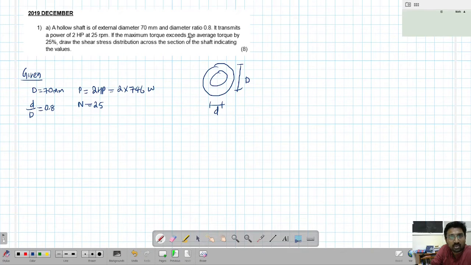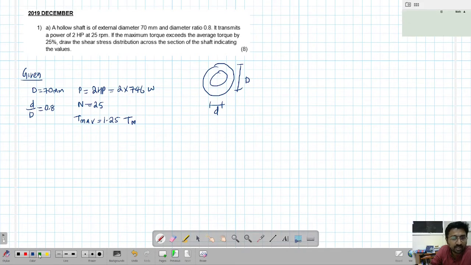If the maximum torque exceeds the average torque by 25%, then T max equals 1.25 times T mean. So basically the maximum torque is 25% more than the average torque. We are asked to draw the shear stress distribution across the section of the shaft, indicating its values.